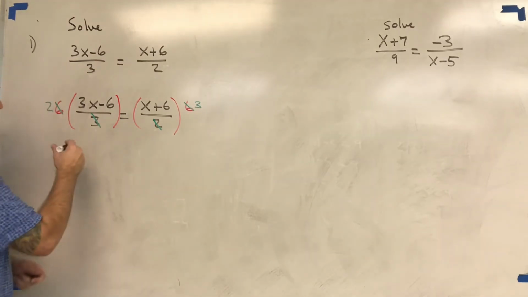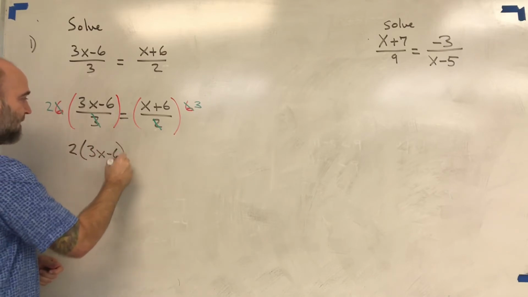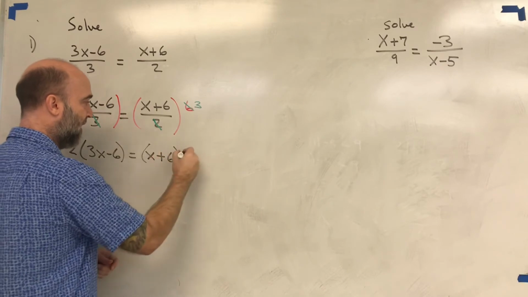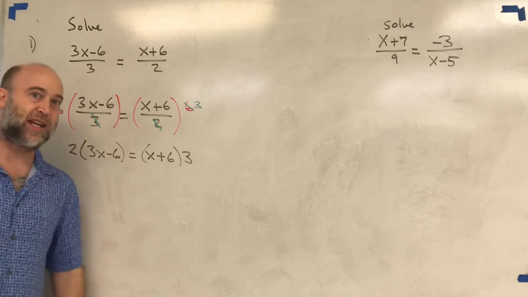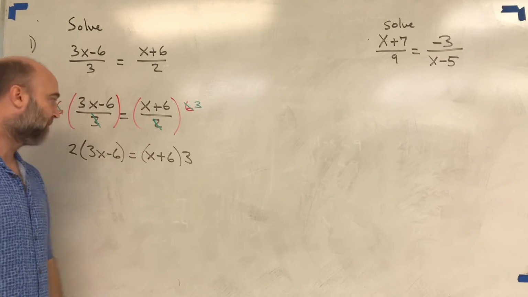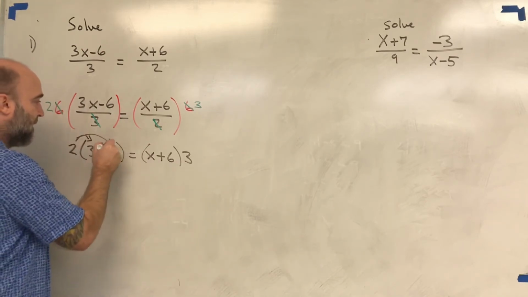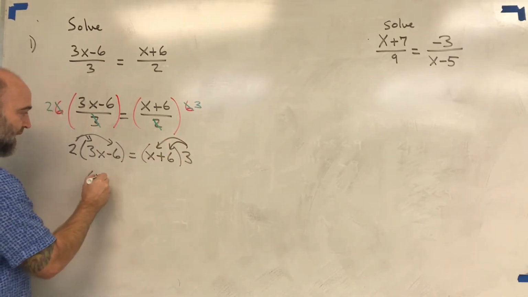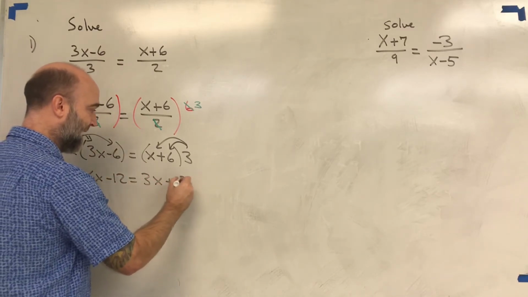So, at this time, I have 2 times (3x minus 6) equals 3 times (x plus 6). I can keep it over here, that's fine. So now, instead of having the fractions kind of distract us and trap these, we can just distribute and go from there. Okay, so I'll go ahead and distribute at this time. Make sure you draw arrows. It's really important to keep track of what's being distributed here. So that's 6x minus 12 equals 3x plus 18.